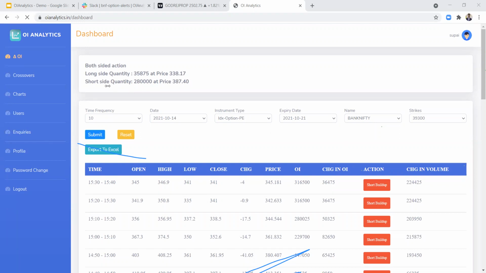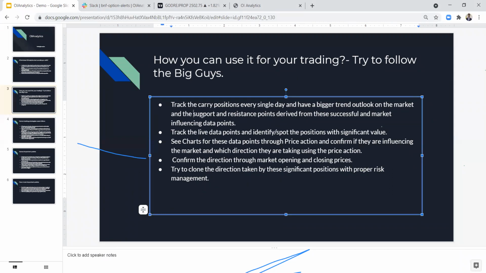Right? Another way of looking at it is you just take this 387 as a resistance for this particular option. As long as this is sustaining below this 387 and heading lower, or even accepting below it, it is a clear indication of a positive trend in the market. So that is how you have a bigger trend outlook on the market at any given point. Right? Now you should do this every day, track the positions, have a bigger trend outlook. Then when the live data points come in, you will be in a better position to identify what is a follow-up position, what is an opposite position. So you'll be able to make sense of those positions in a better manner, right?